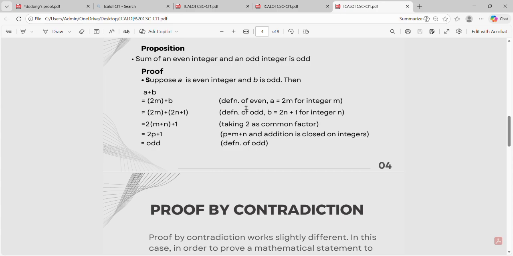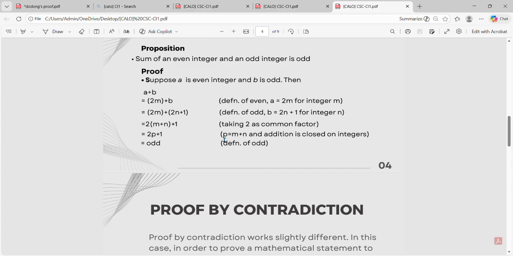An even number can be written as 2m for integer m, and an odd number as 2n plus 1 for integer n. When we add them together, we get 2m plus 2n plus 1. We can factor out 2 since it's the common factor. Then we have 2p plus 1.